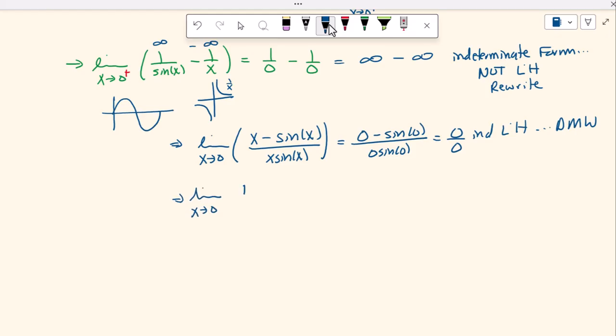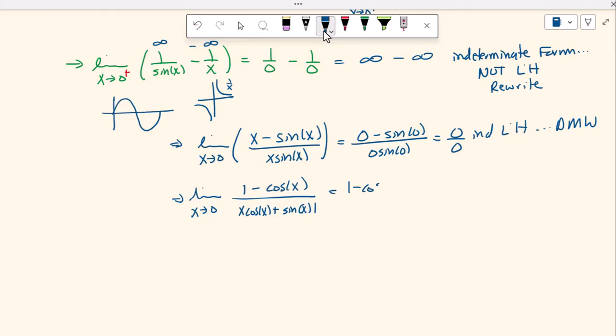Okay, so the derivative of x is 1, the derivative of sine is cosine, and then down here, out of the blue, product rule. So I have the first times the derivative of the second plus the second times the derivative of the first. So product rule from Calc 1. So let's go ahead and take that limit again.